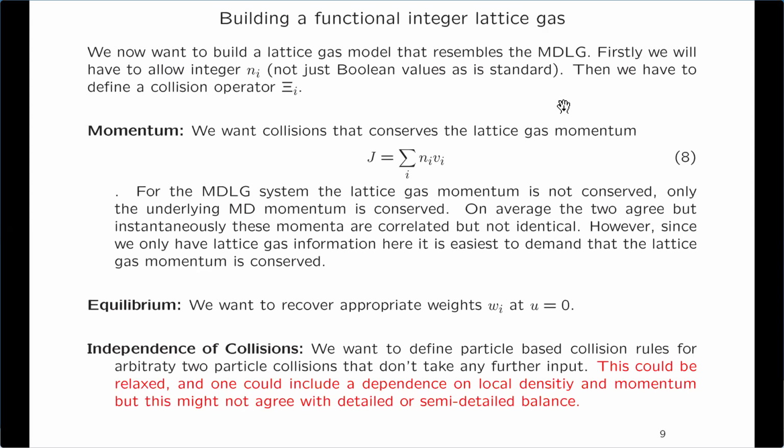And we've already derived that this equilibrium distribution gives us these lattice Boltzmann weights. So we want to have the right weights at u equals 0. And we want to have collisions that don't depend on anything except that I'm going to pick two particles and I'm going to collide them. It shouldn't depend on anything but these two particles. So it shouldn't matter what the mean velocity or the total density is. Let's just make it depend on those particles, okay? And that doesn't leave us a lot of freedom.